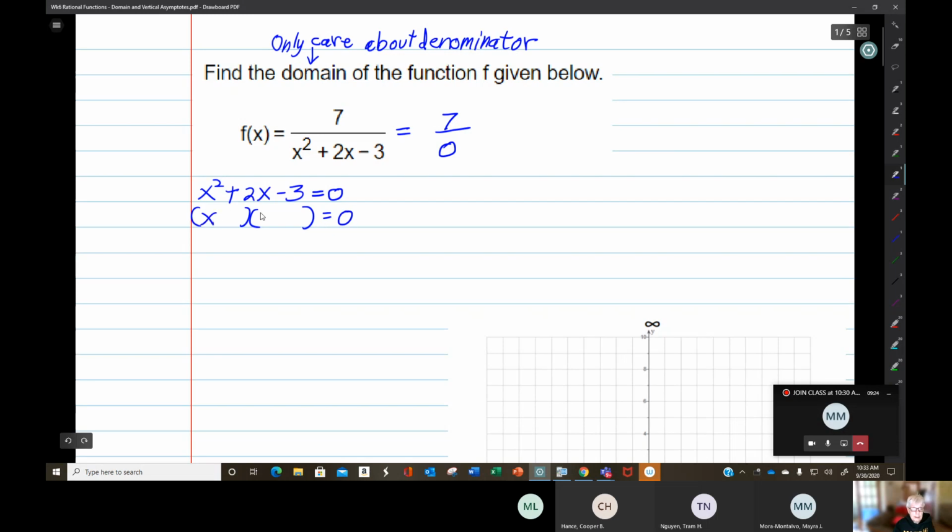So x and x. Negative 3 equals 1 times negative 3 and negative 1 times positive 3. What is this 2 business? That's because I already know the answer. I'm going for 2, right? So let's just get rid of that. Stop being fancy.